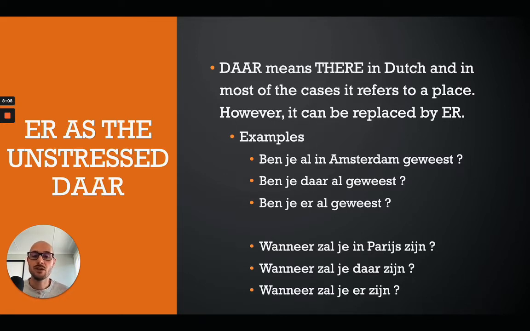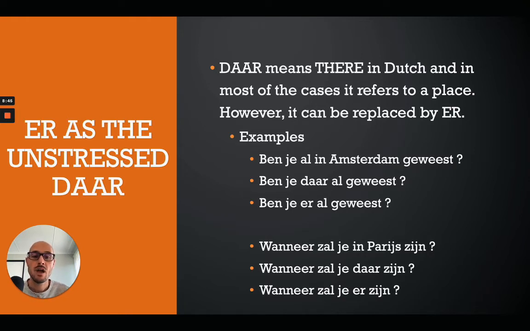Now, if you take a look at the examples, ben je al in Amsterdam geweest? Have you already been in Amsterdam? Ben je daar al geweest? Have you already been there? And ben je er al geweest? Have you already been there? Now, what is the difference between the second and the third sentence? In the second sentence where you see daar, there's a little bit more emphasis on the place itself. As said, a little bit more neutral, a little bit more unstressed. So basically, if you don't want to repeat in Amsterdam, you can use daar, but you can also use er, and in this case, er is the unstressed daar.